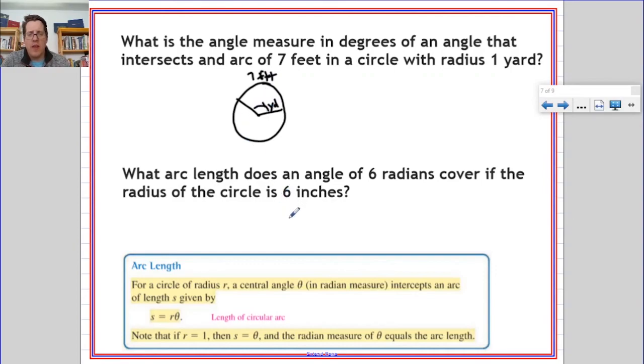And then what arc length does an angle of 6 radians cover if the radius of the circle is 6 inches? So remember, 1 radian is the distance covered by the radius once. There's a formula at the bottom which we can talk a little bit about during our Google Meet.